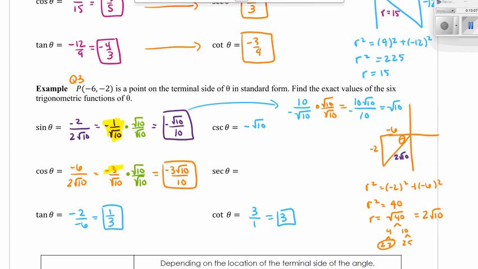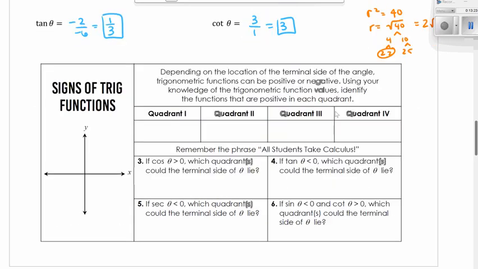So same thing for secant. This one would be the best to use to flip because I don't have to rationalize the denominator again. So this would be negative root 10 over 3. So now I have my 6 trig functions. Next thing we're going to take a look at is the signs of trig functions.